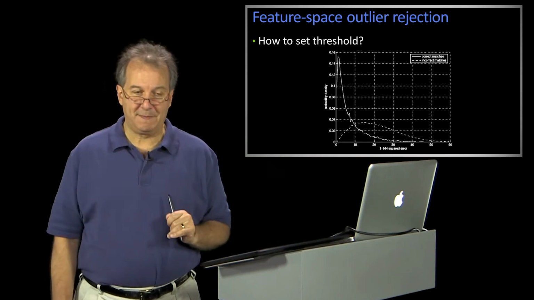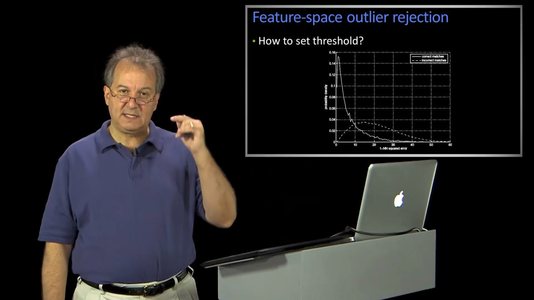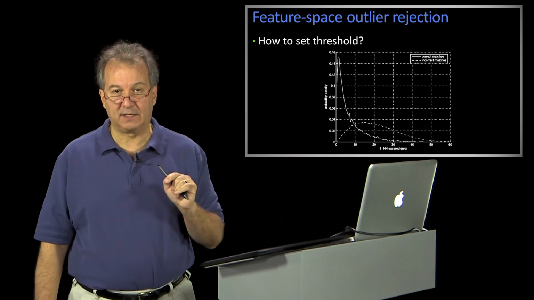So let's suppose you have a whole bunch of matches, and since you, the human, are going to click on which ones are correct and which ones are not, well, actually, not you.